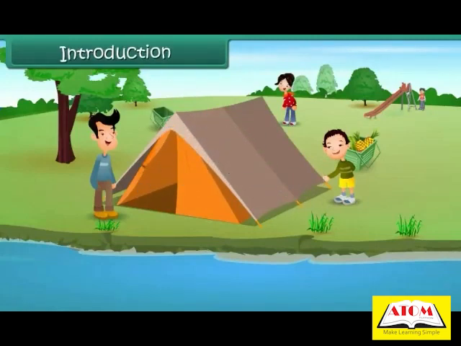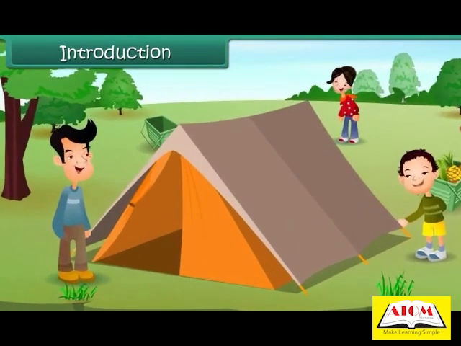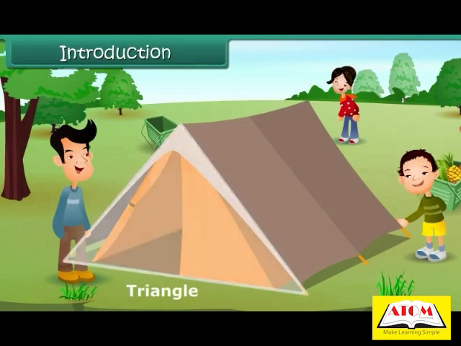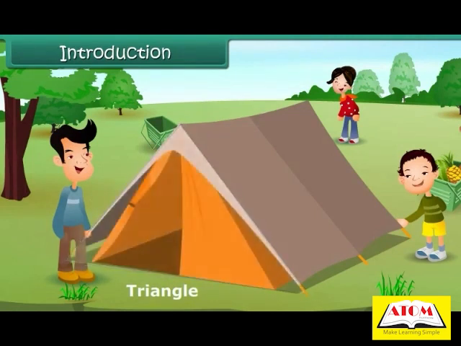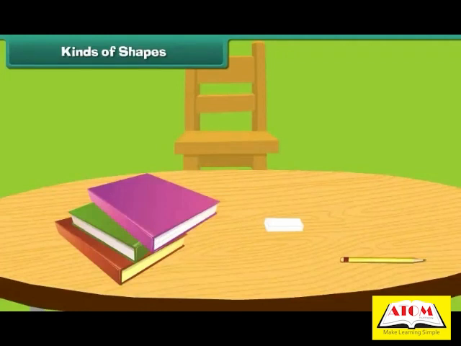Introduction. Vasu has gone camping with his family. He's helping his father pitch tents in an open area near the river. While doing so, he realizes that the tent looks like a triangle. In this lesson, you will learn about plane and solid shapes, kinds of shapes.